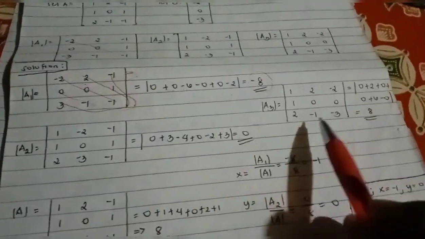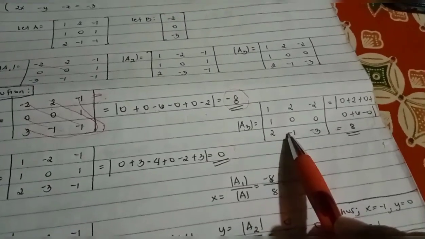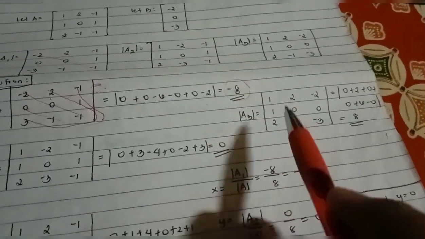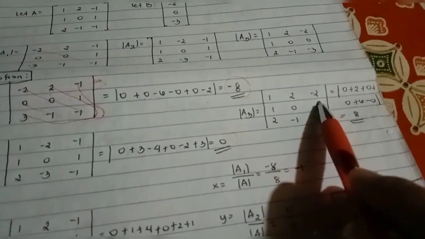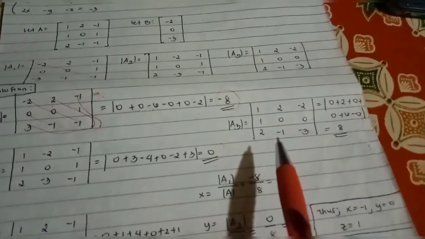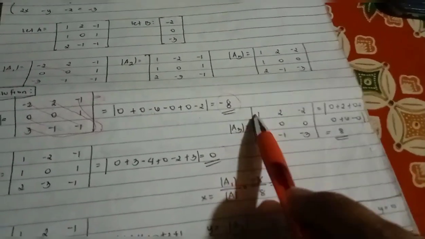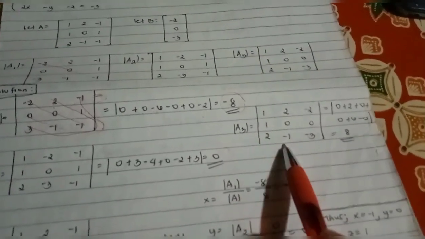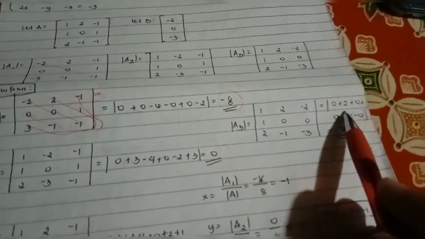So next is A sub 3, or the determinant of A sub 3. So what we replace is the third column. So the problem is 1, 2, negative 2, 1, 0, 0, 2, negative 1, negative 3. Same as A sub 1 and then A sub 2, we multiply. 1 times 0 times negative 3 is equal to 0. 1 times negative 1 times negative 2 is equal to 2.